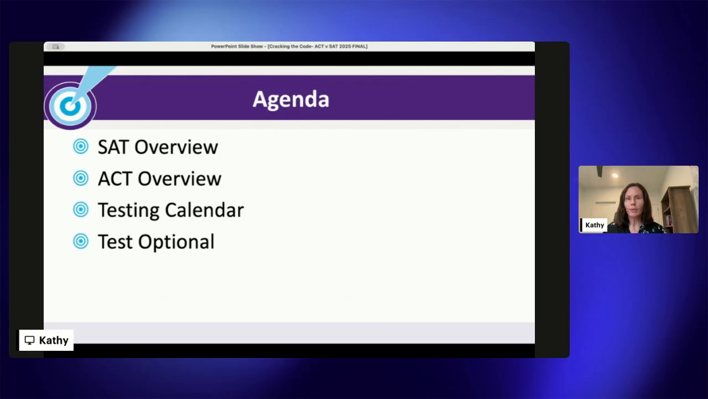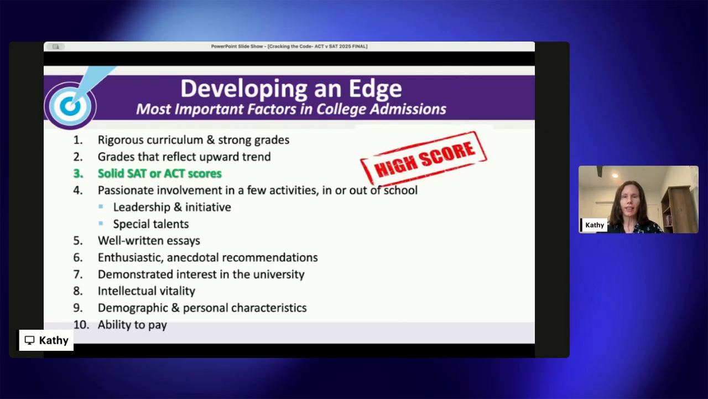So our agenda should be pretty straightforward this evening. I'm going to give you an overview of the SAT, followed by an overview of the ACT, with some discussion of those recent changes to both tests, as well as a side-by-side comparison. We'll talk about a good testing calendar, and then we'll explore test optional and when you may want to or not want to send test scores to a college. So how to use some of that data to determine that.